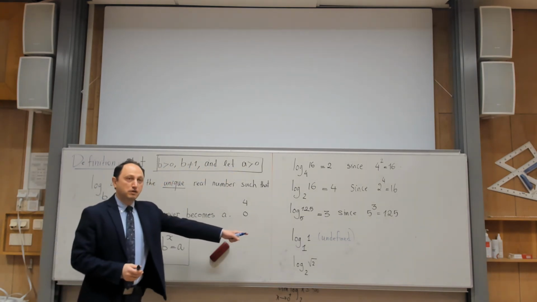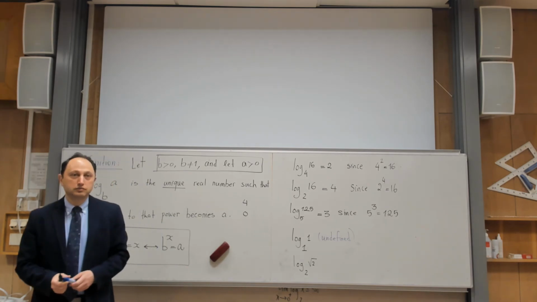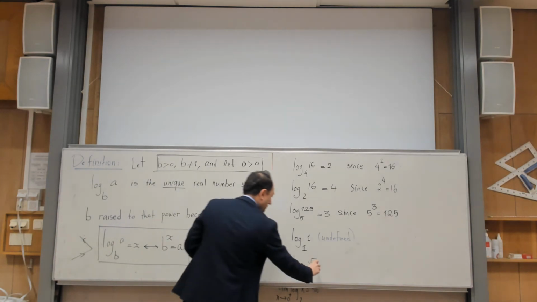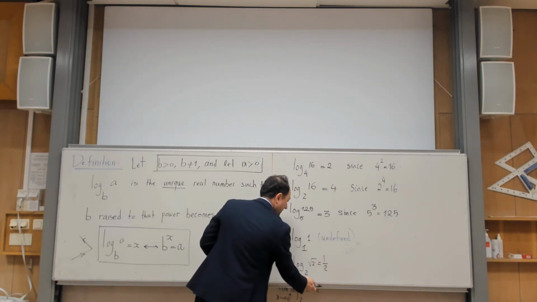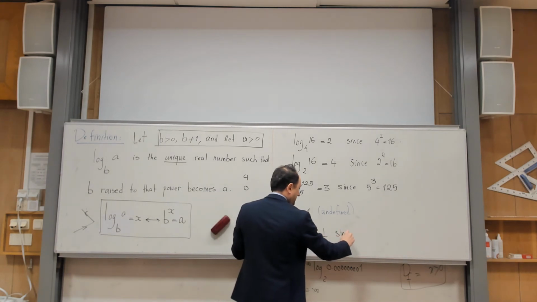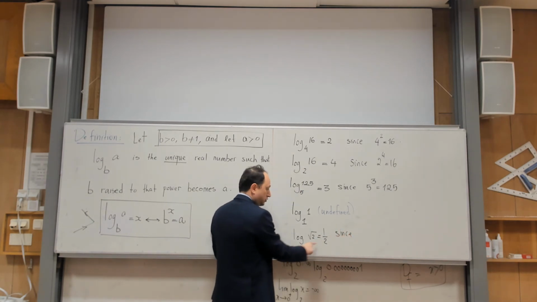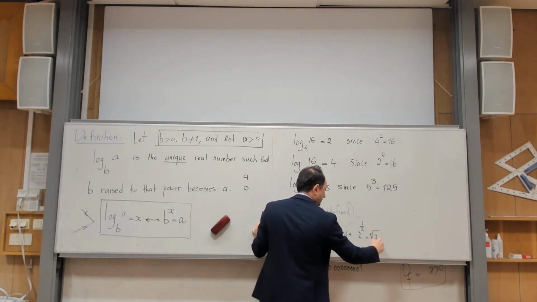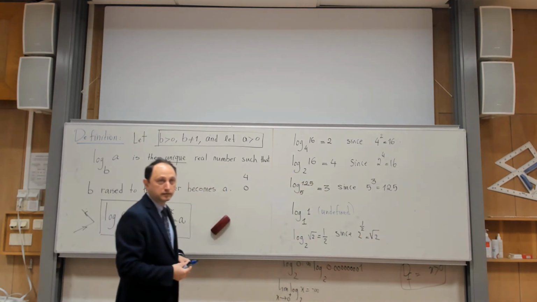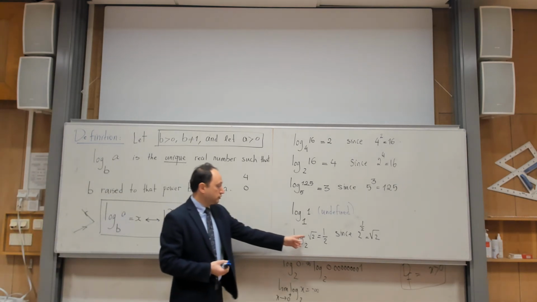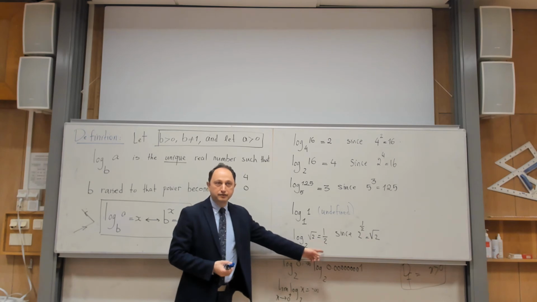Okay, what is logarithm of the square root of 2 in base 2? 1 over 2. Yes? Why is that true? Since, what should I write? Since 2 to this power is square root of 2. Yes? Is that correct? So the logarithm of square root of 2 in base 2 is 1/2.